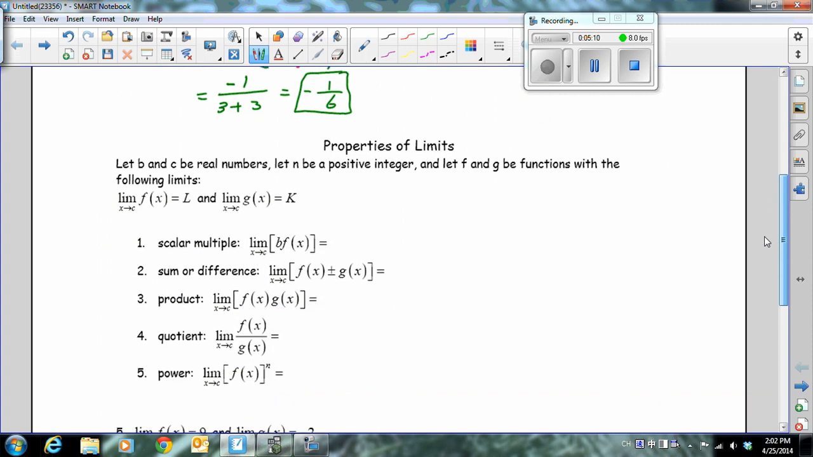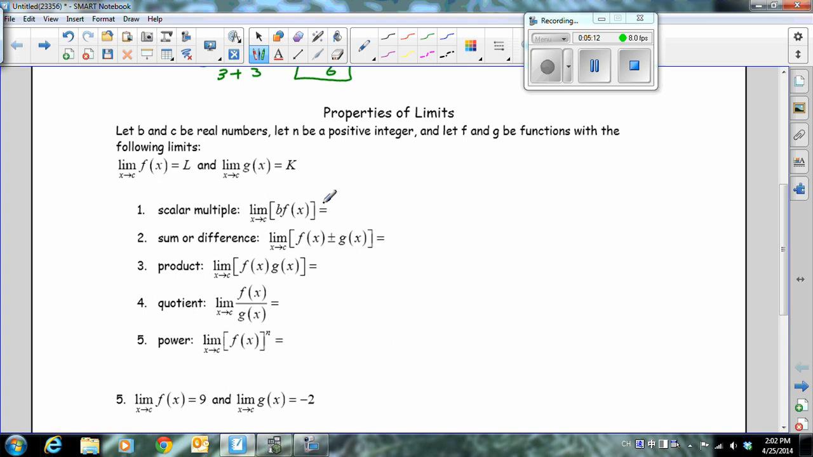A few properties. Here they are. These are properties of limits. Let b and c be real numbers. Let n be a positive integer. And let f and g be functions with the following limits. The limit of the function f as x approaches c is equal to L, and the limit of the function g as x approaches c is equal to K.